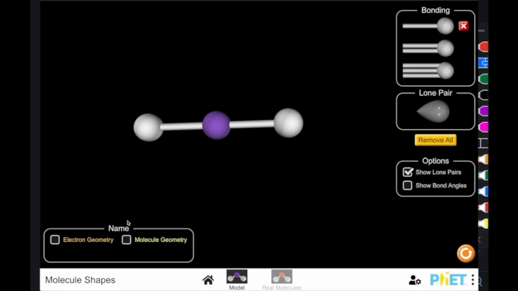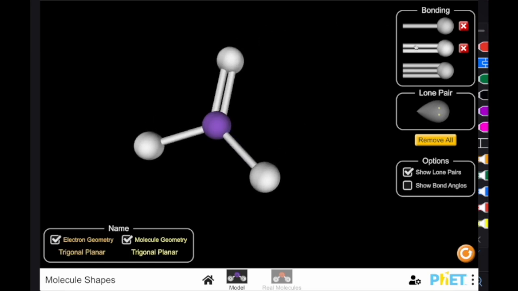You select these, you can show what the base geometries are. So linear, trigonal planar, tetrahedral, trigonal bipyramidal, and octahedral, those will show up, as well as the molecular geometries that we've been discussing. So here, let me do carbon dioxide.